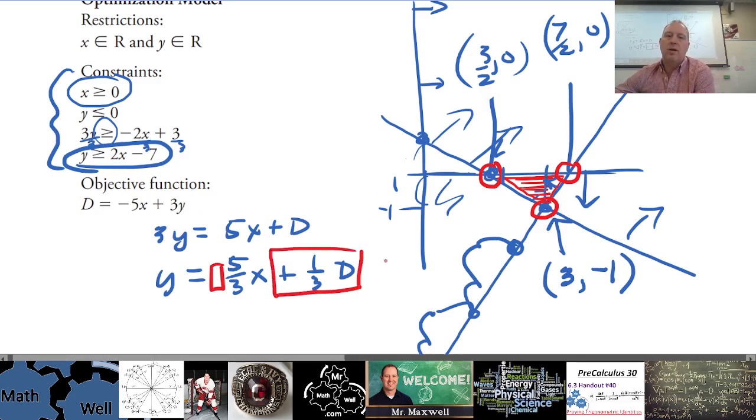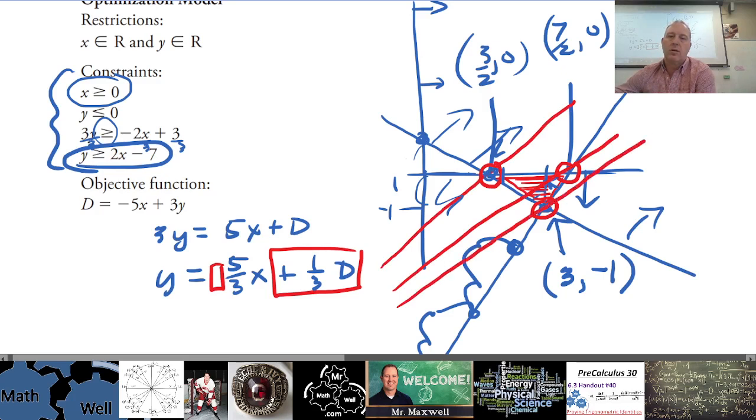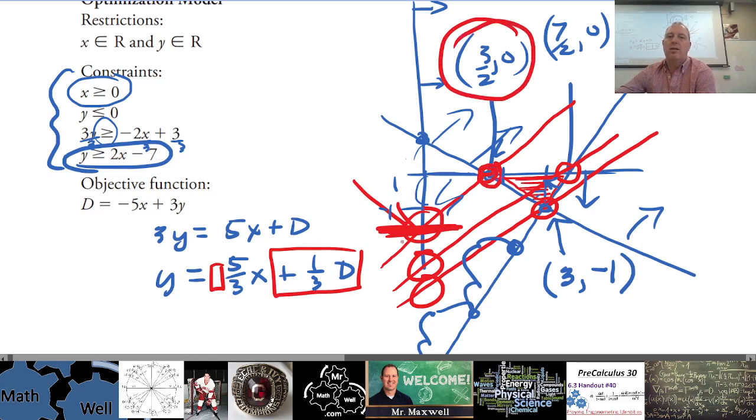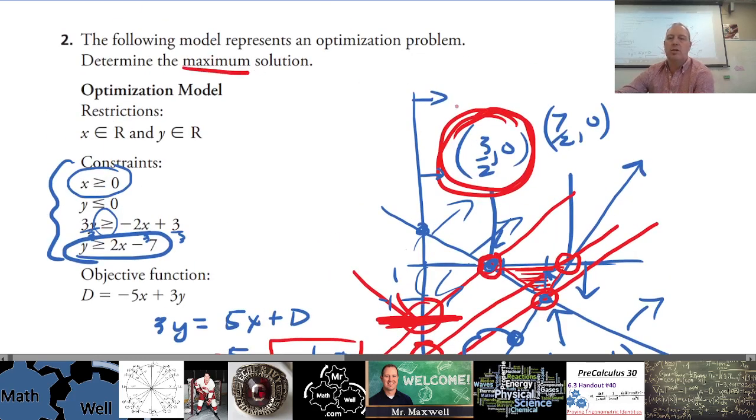So if you draw several lines with this slope through these points, okay, then again, you want to try and do your best with 5 over 3 to get the appropriate slope. But now you're looking for the largest intercept here, okay? And this one is the largest intercept. So that means that this point right here, that point that line goes through, is the point that's going to maximize your objective function. Okay, because it says what's the maximum solution.